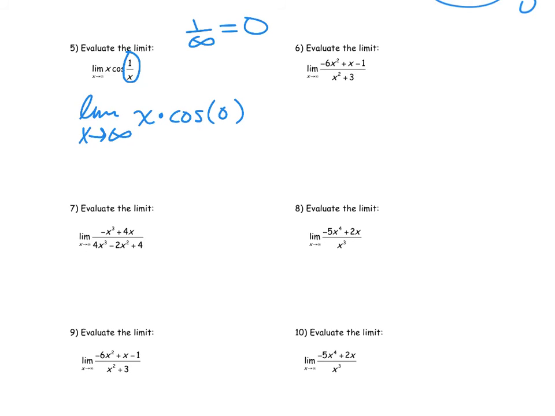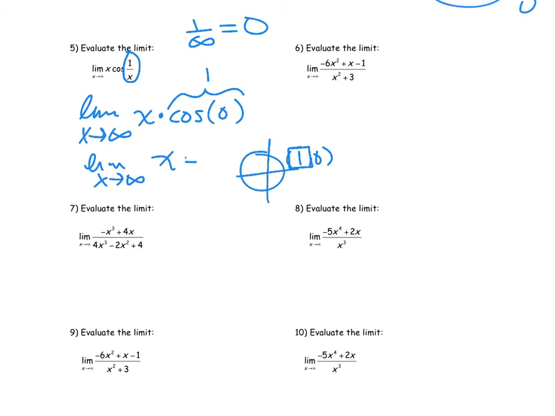Well, if you guys remember from your unit circle, cosine of 0, that's 1. So I have infinity times 1. So really, I'm just looking at the limit as x approaches infinity of x, which is infinity. That's it.